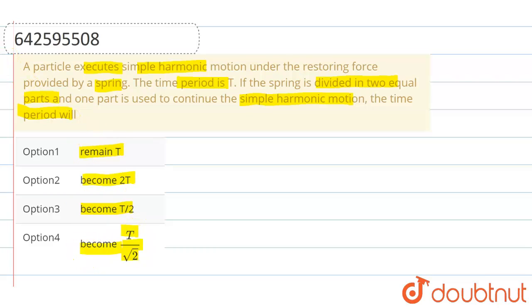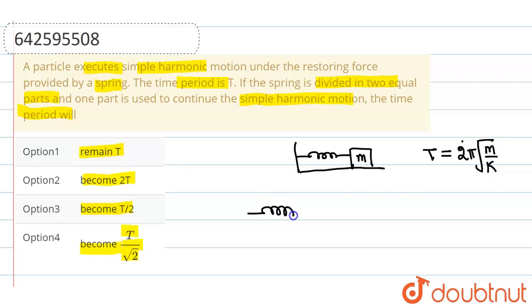So what is given is that initially a spring mass system was there, and its time period was T equals 2 pi root m by k. Now since the spring of length L is cut into two equal halves, the new spring has a length of L by 2 and the new spring constant becomes k dash. Its spring constant was k, and the second spring also has a new spring constant k dash and length L by 2.